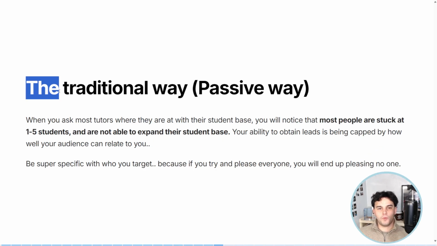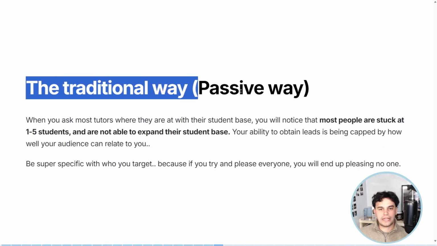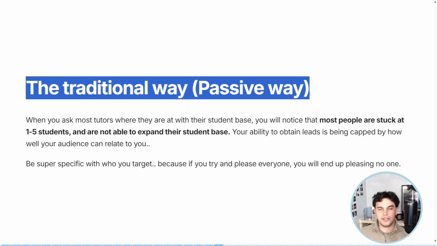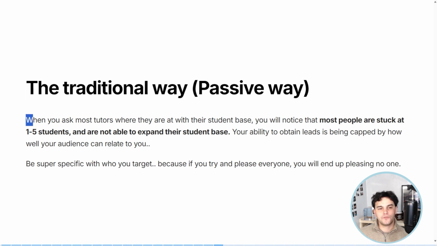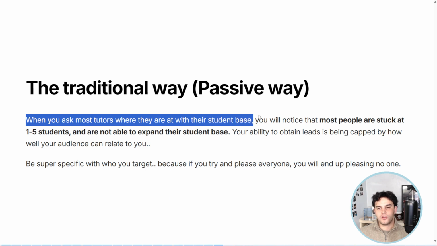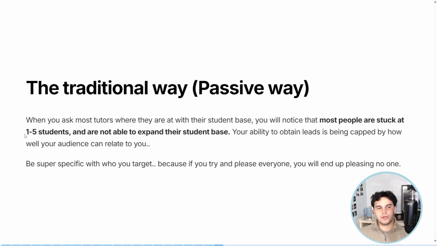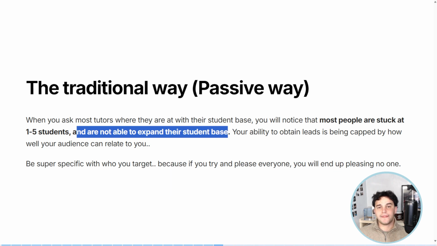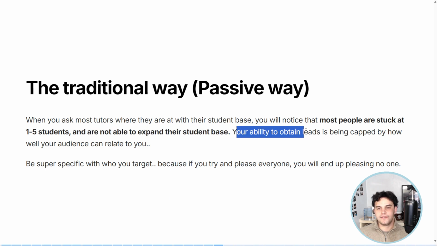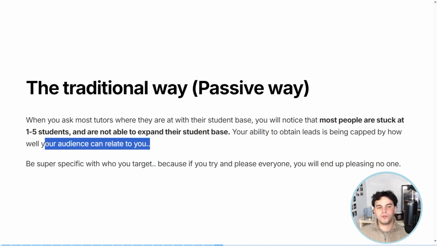Now, this is the passive way of getting students if you're just kind of stuck in the current situation that you're in. If you ask most tutors, and if you ask yourself where you're at with your student base, you'll notice that you're most likely stuck at about 1 to 5 students, but you're not able to expand any further than that. And that's because your ability to obtain leads is being capped by how well your audience can relate to you.